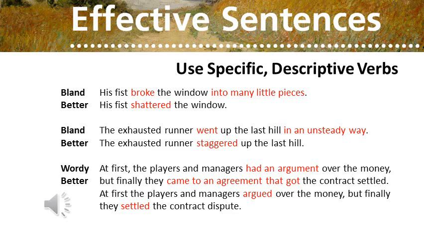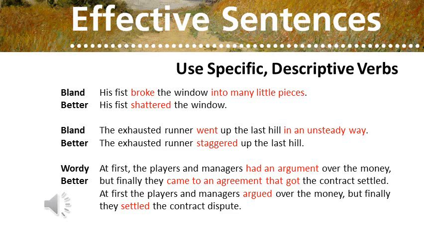The same thing with our next example. The exhausted runner went up the last hill in an unsteady way. The problem here, of course, is the use of went, which is a very weak verb. It doesn't really communicate a specific action or a descriptive action. Rather, the word staggered does communicate that. So the exhausted runner staggered up the last hill. You don't have to say went in an unsteady way. We already have a word that communicates that.